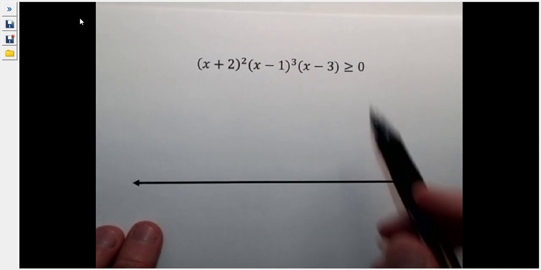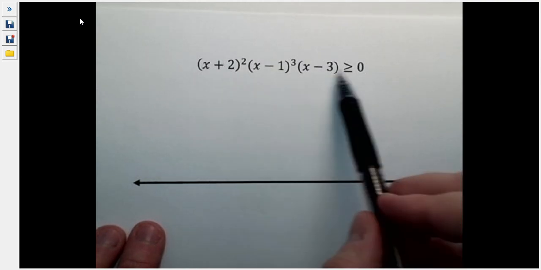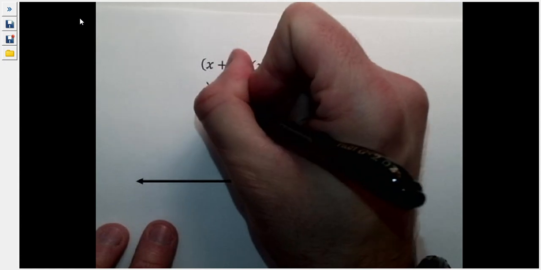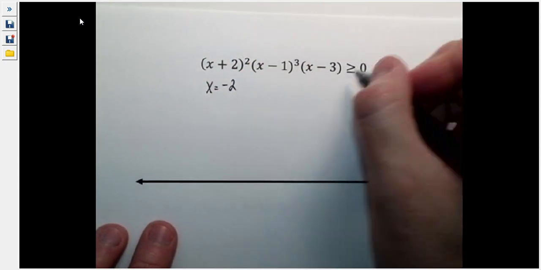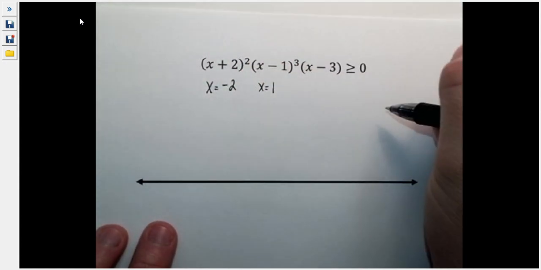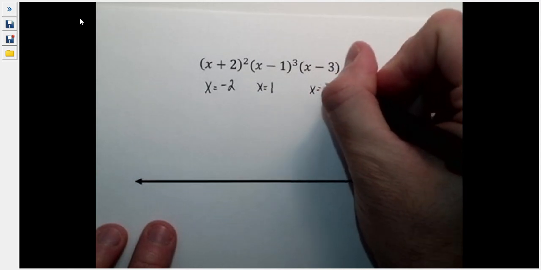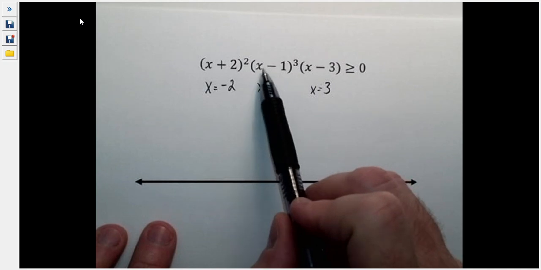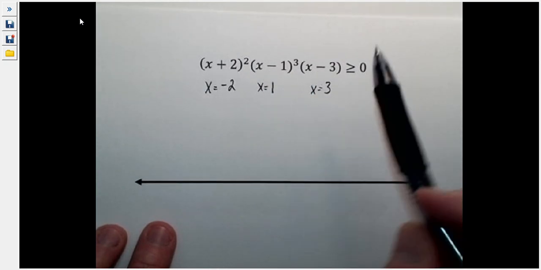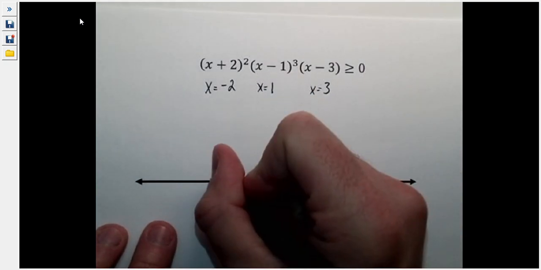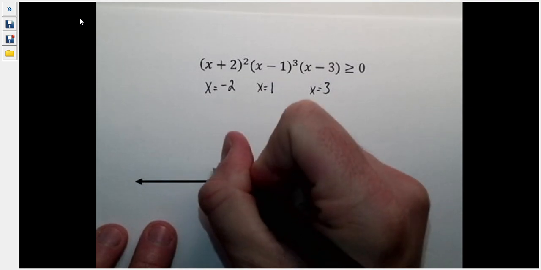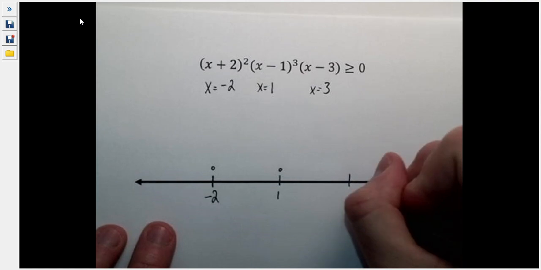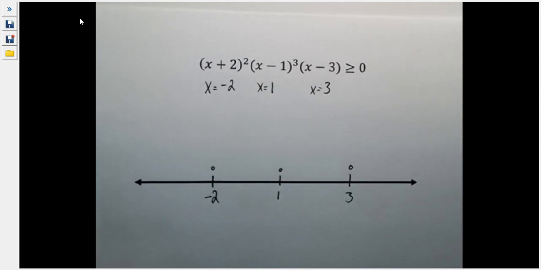So first, I'm going to be looking for where this polynomial is greater than or equal to 0. So again, I need to find out where my zeros are. My zeros are at -2, at 1, and at 3. So -2 plus 2 is 0, 1 minus 1 is 0, 3 minus 3 is 0. And again, I'm going to put them on my number line. So -2 is a 0, 1 is a 0, and 3 is a 0. Okay?